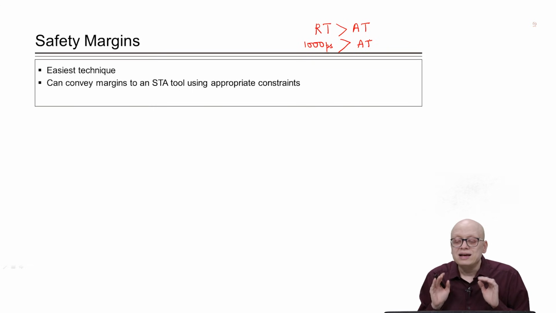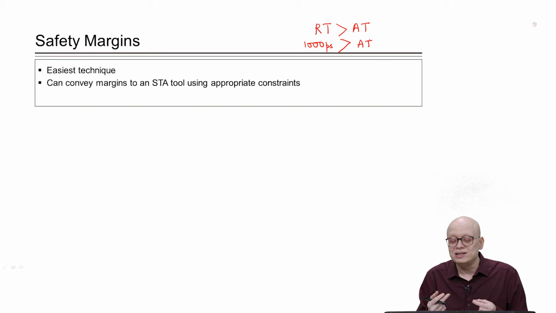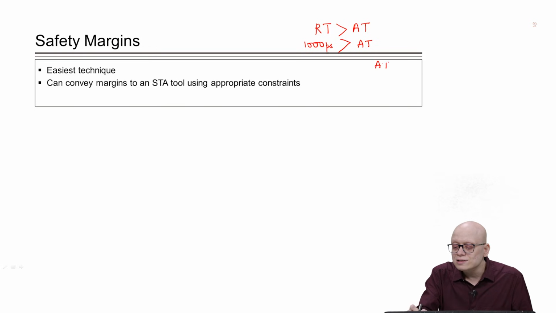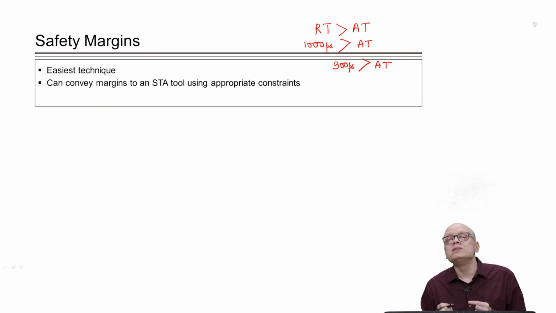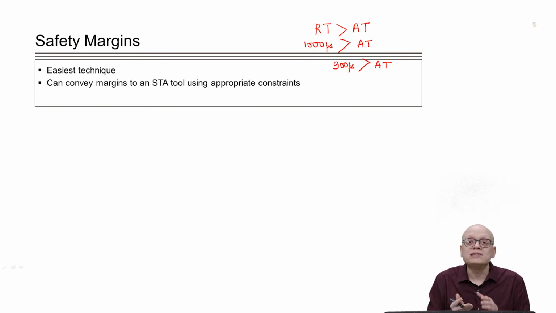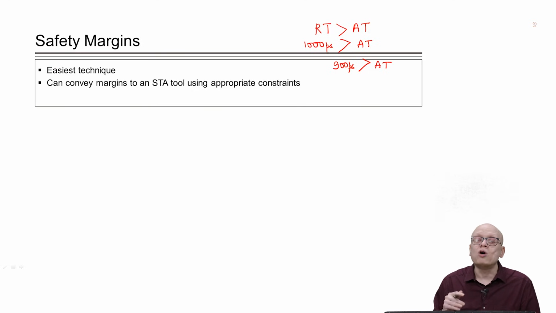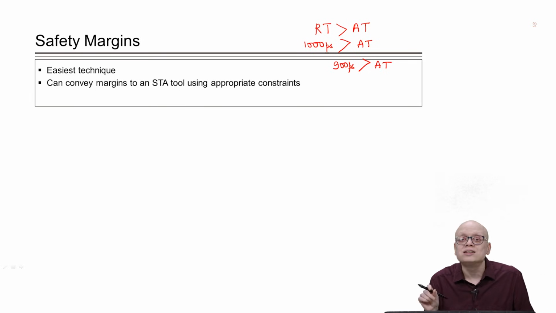We say that okay, instead of checking for the inequality that arrival time is less than 1000 picosecond, let us check for the inequality that arrival time is less than 900 picosecond. So, we have added an artificial pessimism of 100 picosecond, a safety margin, so that even if the delay varies by, say, 100 picosecond, our circuit will still be safe. This is the very easy method of accounting for variations in timing analysis. We add some margin; in this case the margin was 100 picosecond.